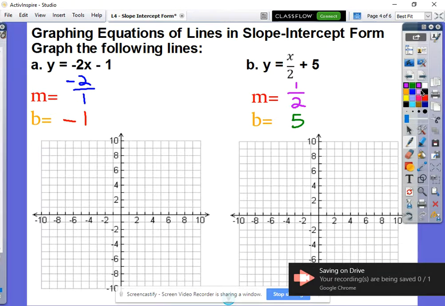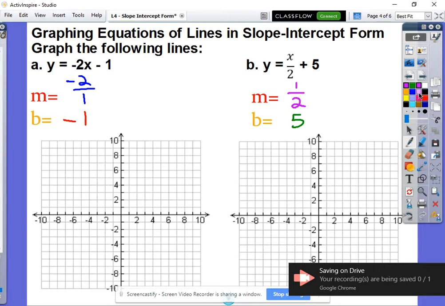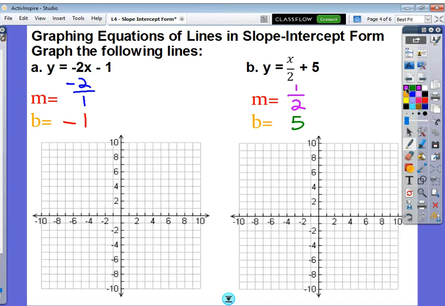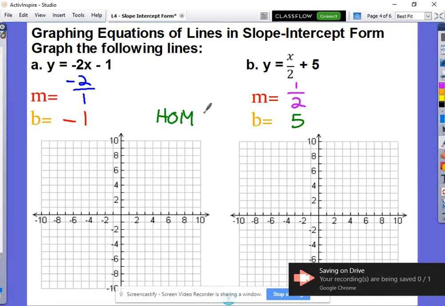When we start graphing, here's the most important component. The most important piece about graphing is where you begin. Just like today, hopefully you woke up and started your day at home. You always begin your day at home. So I want you to recognize that the b value is your home. The b value is your home. That is where you begin your day. That's where you're going to begin your graph.